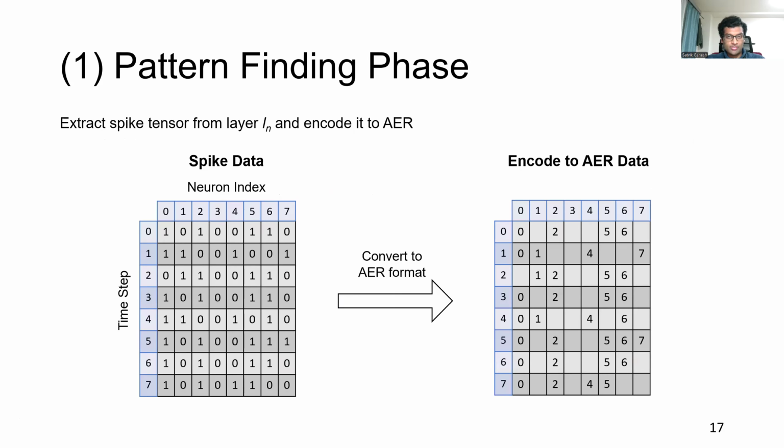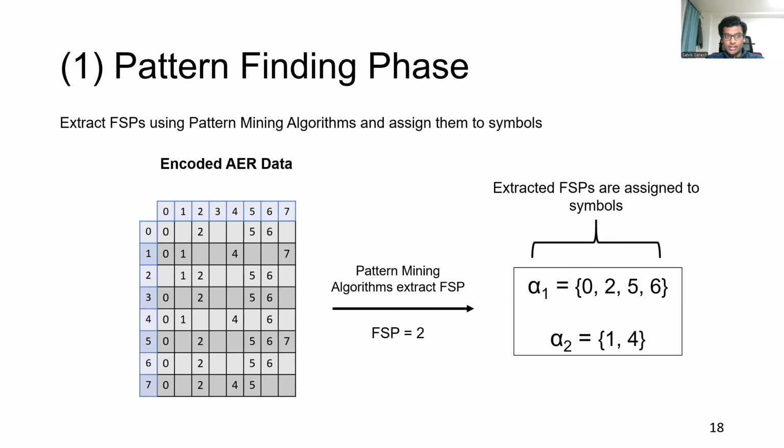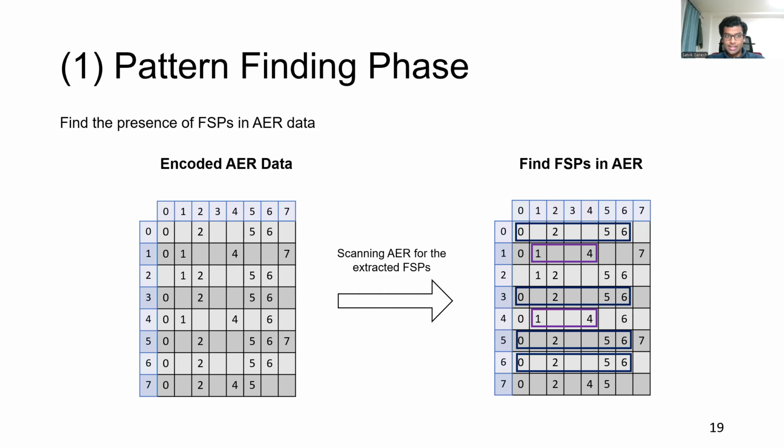Now, let us start with the pattern finding phase. First, we extract the spike tensor from the previous layer ln and encode it into the AER format. Next, we extract the FSPs using pattern mining algorithms and assign them symbols, as shown here. Next, we find the presence of FSPs, or the location of FSPs, in the AER data, as shown here.